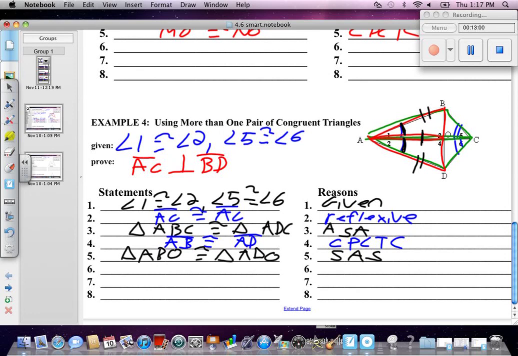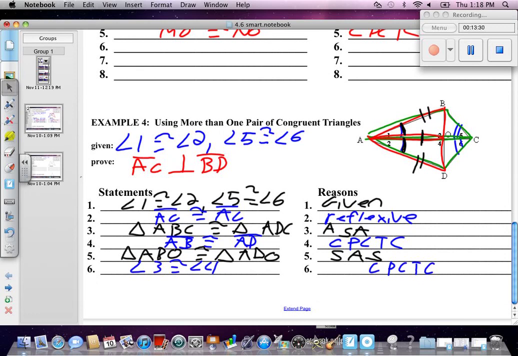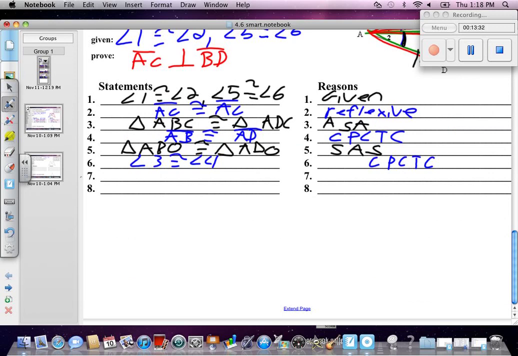Okay, so I know angle 3 is congruent to angle 4, correct? Yeah, I've proved that these triangles are congruent to each other. And now I know 3 is congruent to 4 by CPCTC, good. What does number 5 say? Side, angle, side. Triangle ABO is congruent to triangle ADO. It is long. Is our homework going to be all proofs?